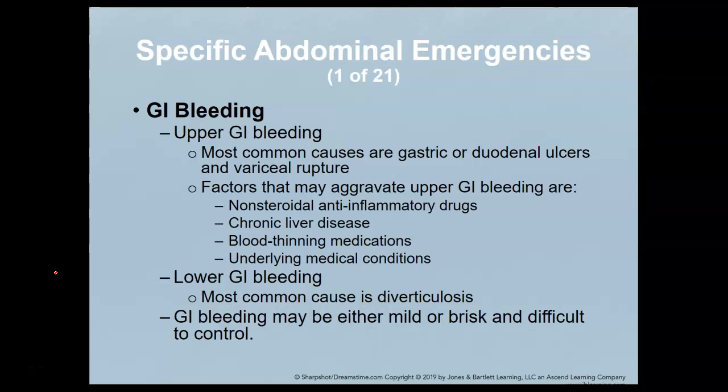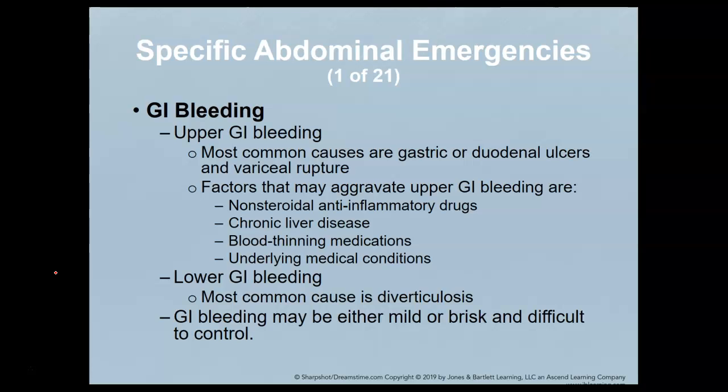You can see GI bleeding. It'll be mild, brisk, difficult to control. It's very hard to predict what you're going to see, but most GI bleeding is a true emergency because they will be bleeding pretty quickly, and it's very hard to control pre-hospital in the field.